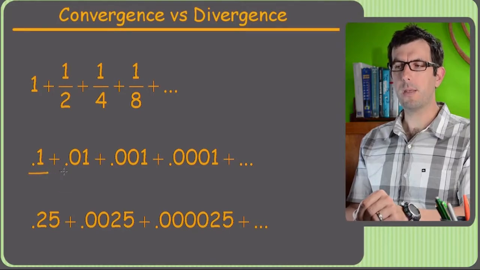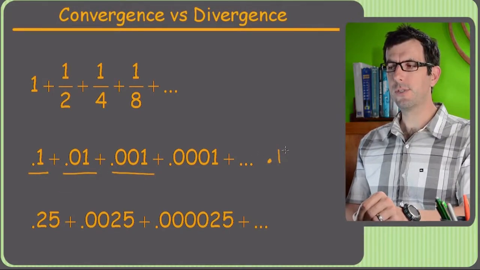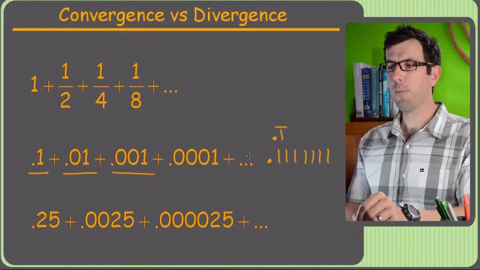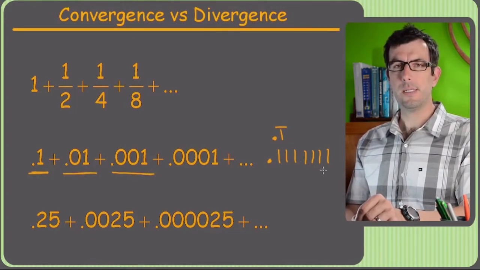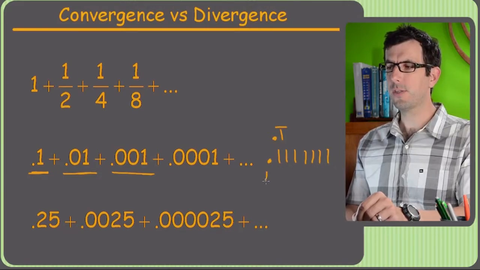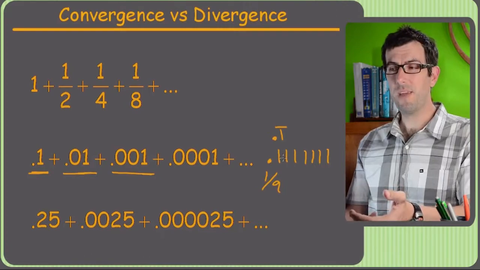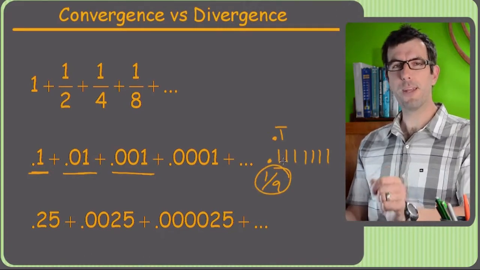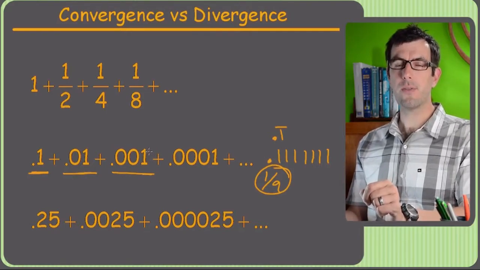If you add 0.1 to 0.01 to 0.001, you're actually going to get just a repeating decimal, a million ones in a row, or you might just write it 0.1 repeating. But the point is that each one of these terms just adds one more 1 to the decimal. And if you convert this to a fraction, that would actually be 1/9. So infinity terms adding up to a small fraction like 1/9. Pretty impressive stuff.